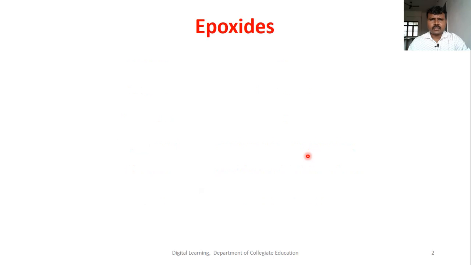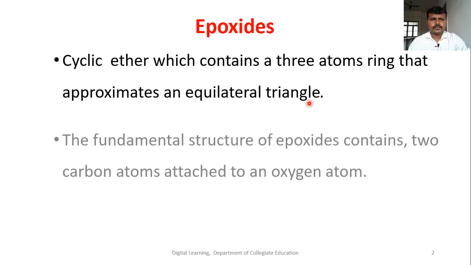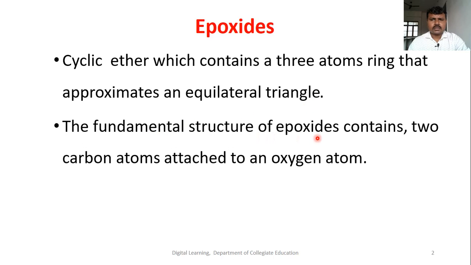Let us see what epoxides are. Epoxides are cyclic ethers which contain 3 atoms in a ring that approximates an equilateral triangle. The fundamental structure of epoxides contains two carbon atoms attached to an oxygen atom. This makes an equilateral triangle structure. This is generally known as epoxide or ethylene oxide.